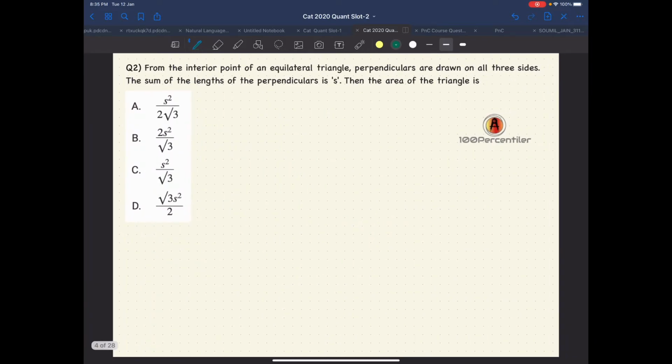Going to the next question, we are given here that from the interior point of an equilateral triangle, perpendiculars are drawn. So let's draw a triangle. Now we are given that perpendiculars are drawn on all the three sides from any point in the triangle. The sum of the lengths of the perpendiculars is S. So the sum of these three lengths is given to be S.